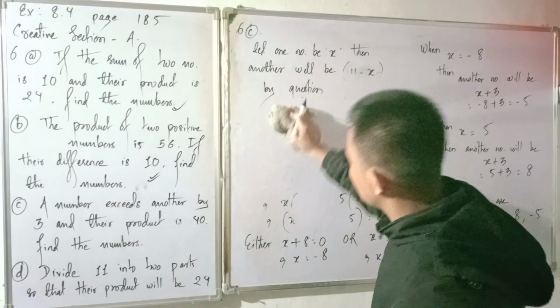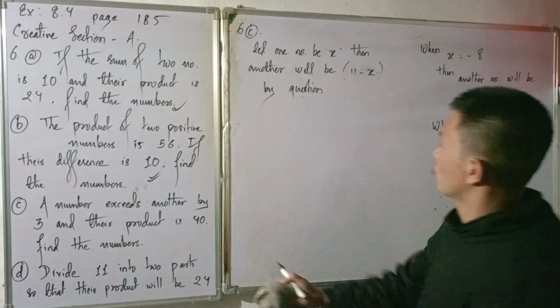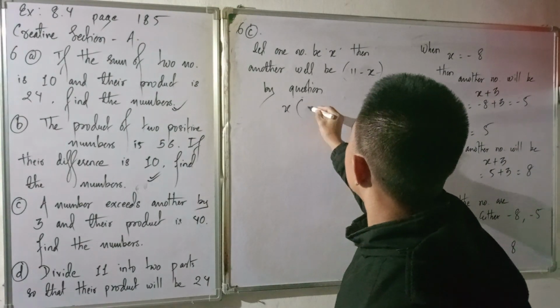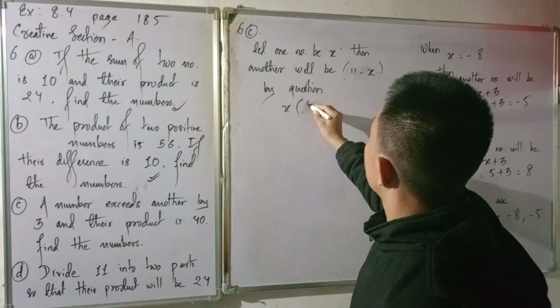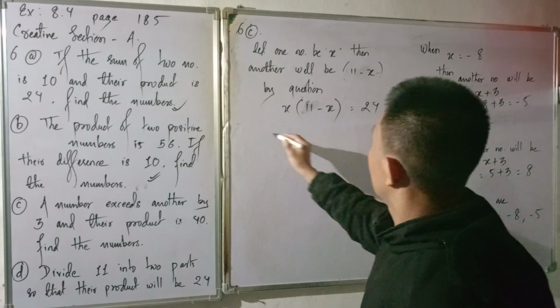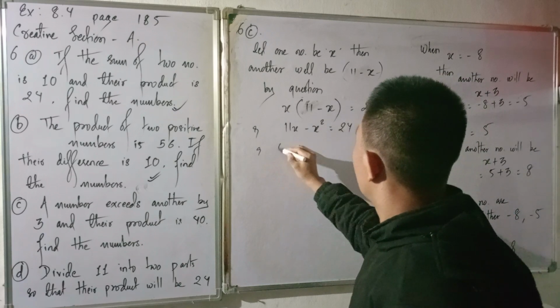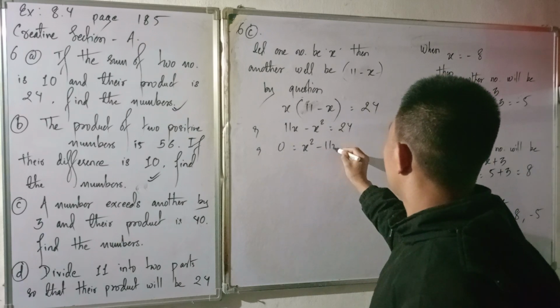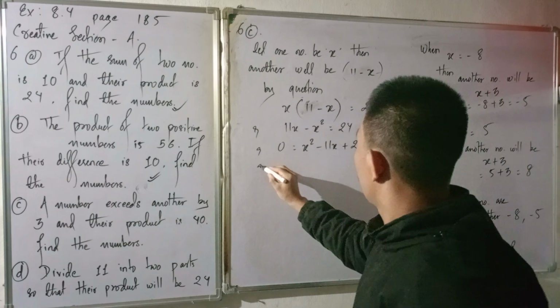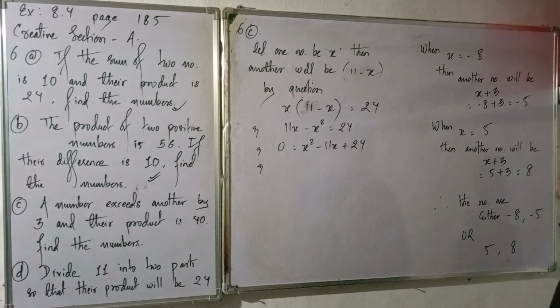Okay, now you can start. x times 11 minus x. If you multiply these numbers, the result must be 24. Now you simplify: 11x minus x squared is equal to 24, or 0 equals x squared minus 11x plus 24. Now you factorize this 24.